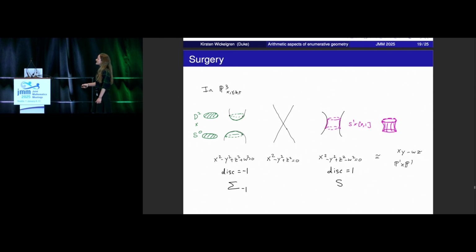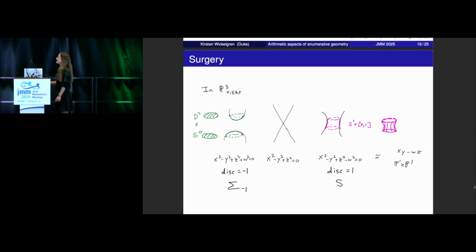So let's just call this sigma minus 1. And similarly, if you draw the solutions to x squared minus y squared plus c squared minus w, you get this, which has discriminant plus 1. We could call that sigma 1, but let's just call it s. And between these two, there's the singular quadric like so.